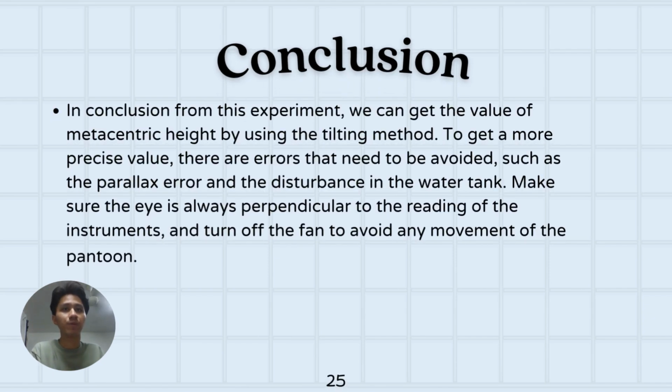In conclusion, from this experiment, we can get the value of the metacentric height by using the tilting method. To get a more precise value, there are errors that need to be avoided, such as parallax error and disturbance in the water tank. Make sure the eye is always perpendicular to the reading of the instruments, and turn off the fan to avoid any movement of the pontoon.